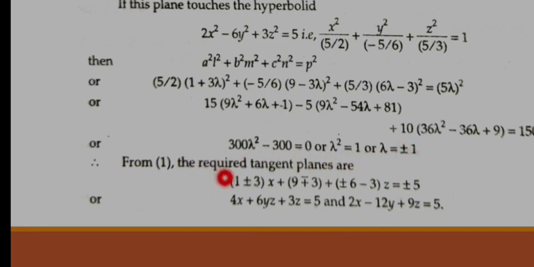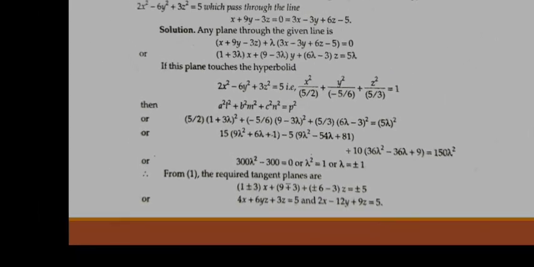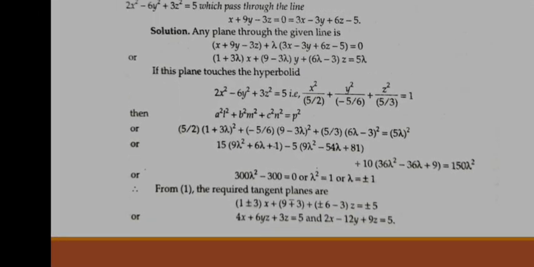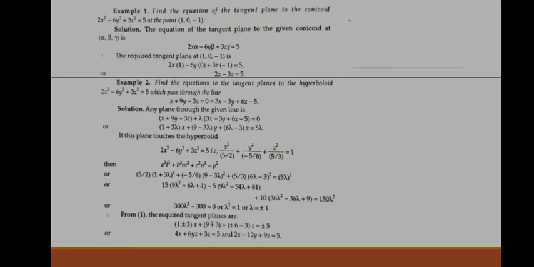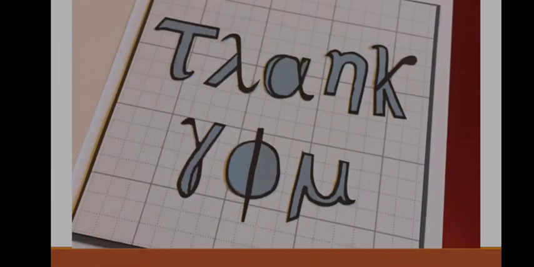From the equation, first we require the equation of the tangent plane. So put the value in this equation. Then we find the equation 4x plus 6y plus 3z is equal to 5. When we put lambda is equal to minus 1, then we find the equation 2x minus 12y plus 9z is equal to 5. Then we find the equation of the tangent plane of the hyperboloid. And thank you everyone.